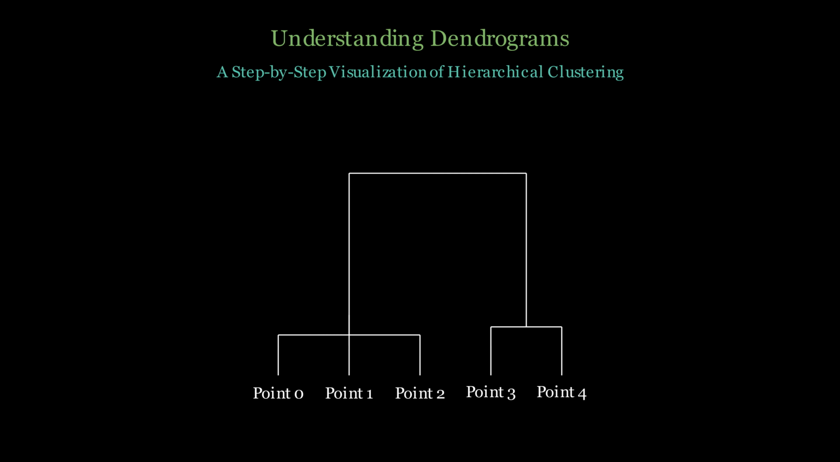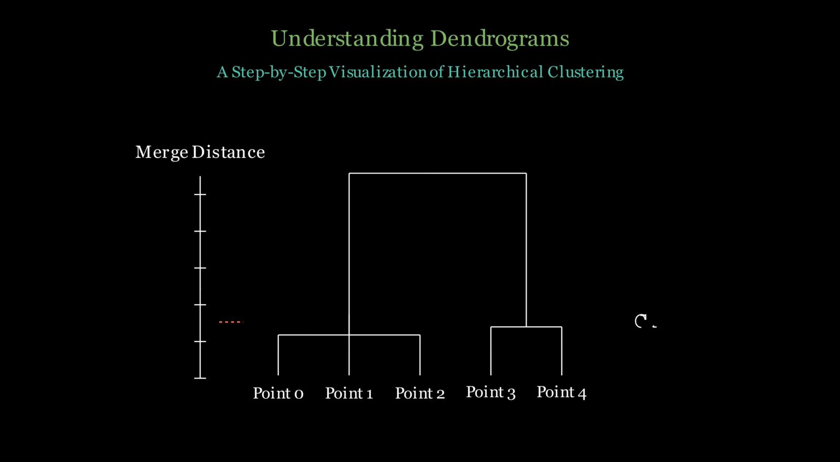The vertical lines show the distance between clusters, which was 5.0 in this case. The height where clusters connect represents their similarity. Lower connections mean more similar clusters. The vertical axis shows the distance at which clusters merge. This distance metric is crucial. It determines how we measure similarity between clusters. Common choices include Euclidean distance or correlation measures.